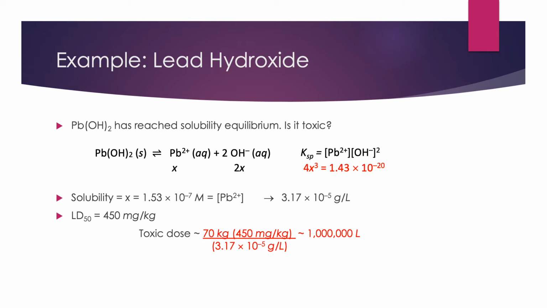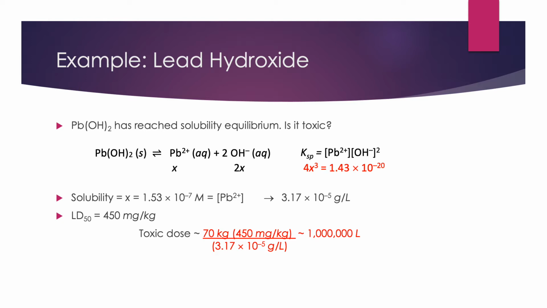So when I form the expression for the Ksp for this compound, it would be x times the quantity 2x squared, or 4x cubed, and it would be equal to the Ksp, which is 1.43 times 10 to the minus 20. So that's the equation that you would need to solve in order to find the solubility of lead hydroxide. When we divide both sides by 4 and then take the cube root, we find that x is equal to 1.53 times 10 to the minus 7 molar.